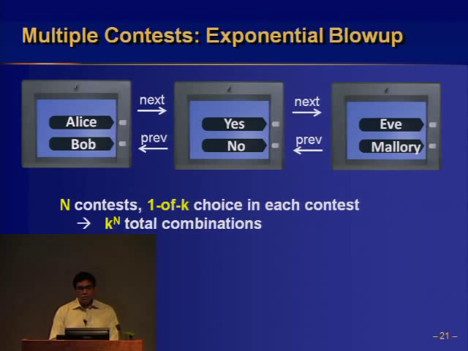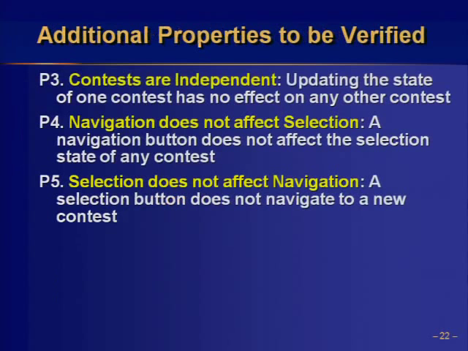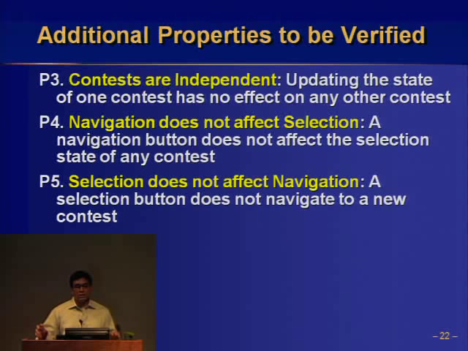So this is another place where formal verification can help. What we showed is that formal verification could reduce the number of tests from K to the N to simply N times K. And to do that, we verify the following three additional properties. So the first thing we verified on the code is that the logic for different contests is independent. So what you do in contest I does not affect the choice in contest J for J not equal to I.